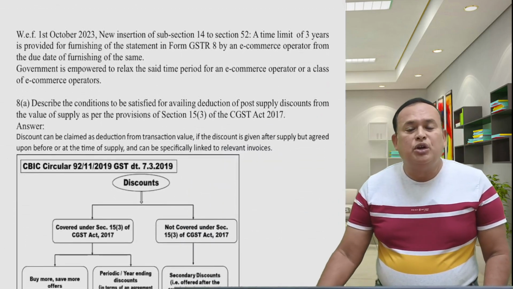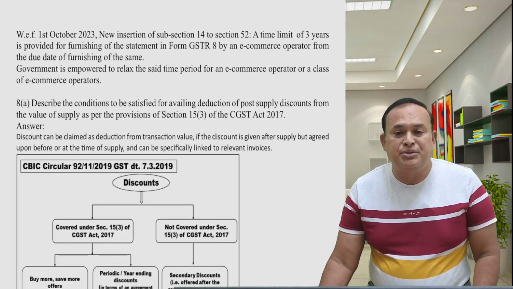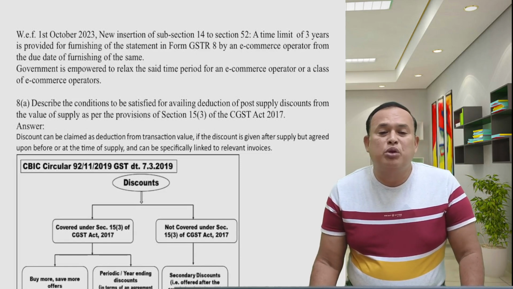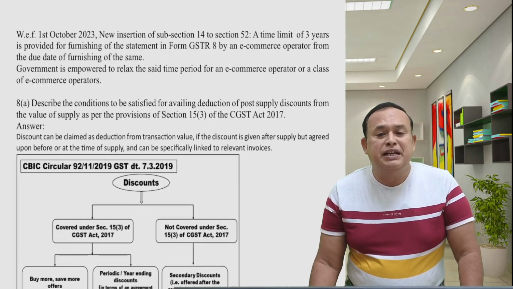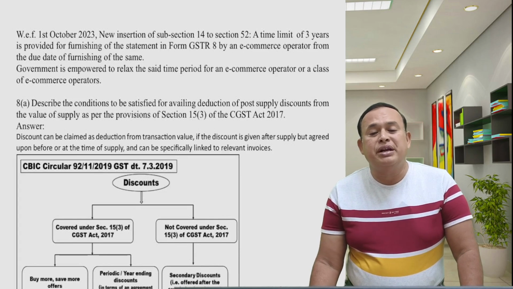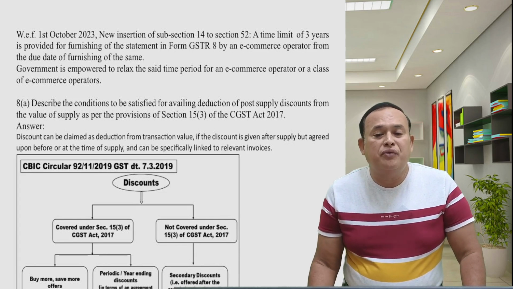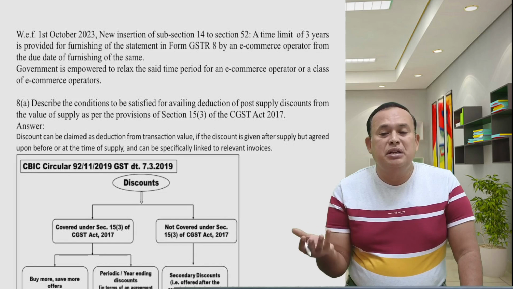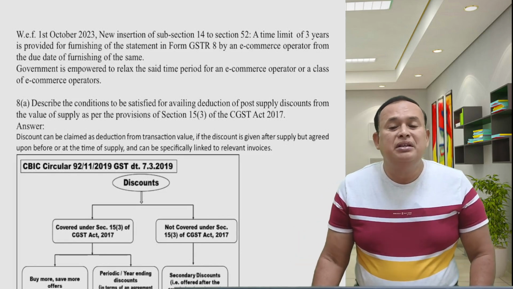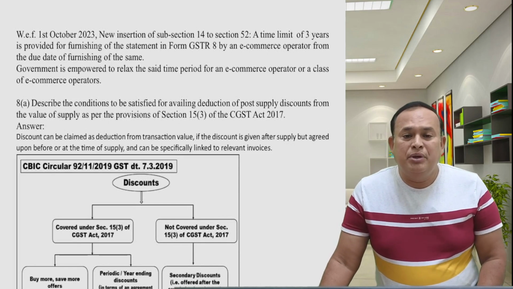And from 1st October 23, there is an amendment also taken place. A time limit of 3 years is provided for furnishing the statement in the GSTR 8 by an electronic commerce operator from the due date of furnishing of the same. If you're not able to submit the GSTR 8, that can be submitted over a period of 3 years from the due date of furnishing the same.